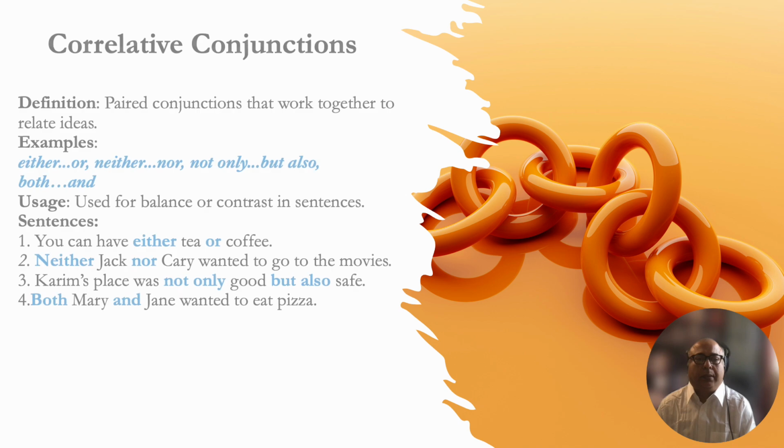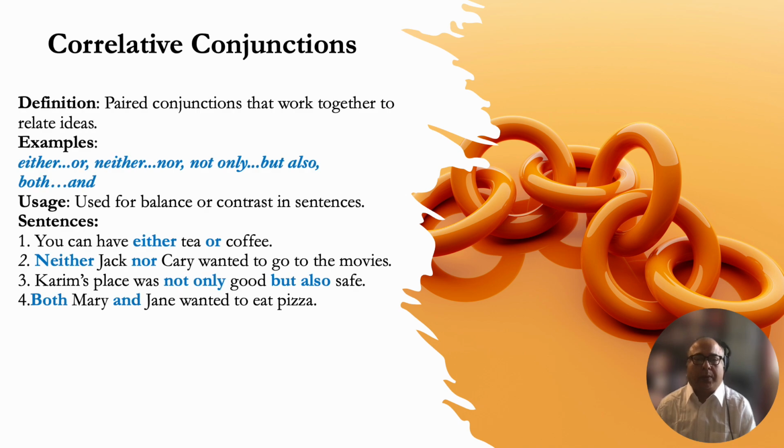Okay. So the third type is correlative conjunctions. They are paired conjunctions, and it's important to learn that they don't exist alone. That's why they're called correlative. Two relatives. Either goes with or. Neither with nor. Not only, but also. Both and. Okay? So why are they used, these types of conjunctions, the correlative conjunctions?